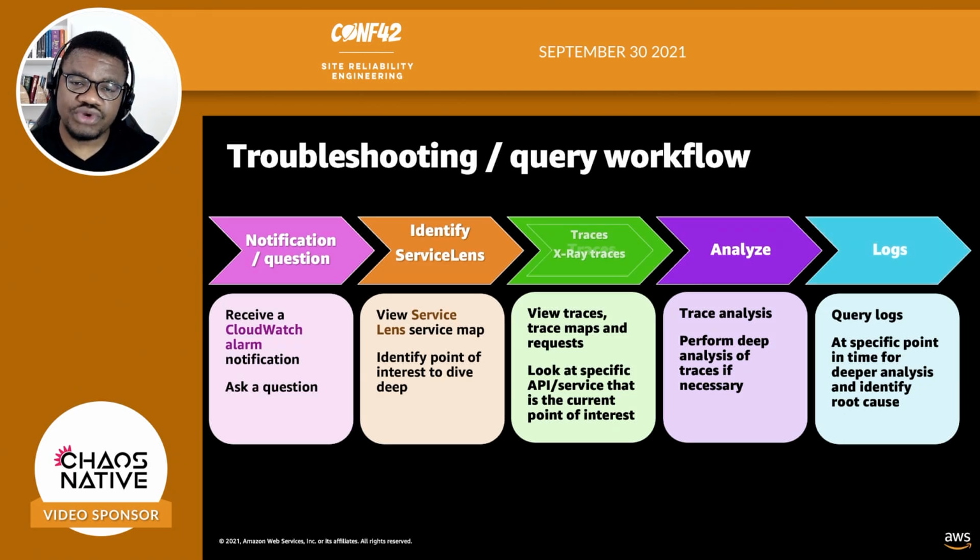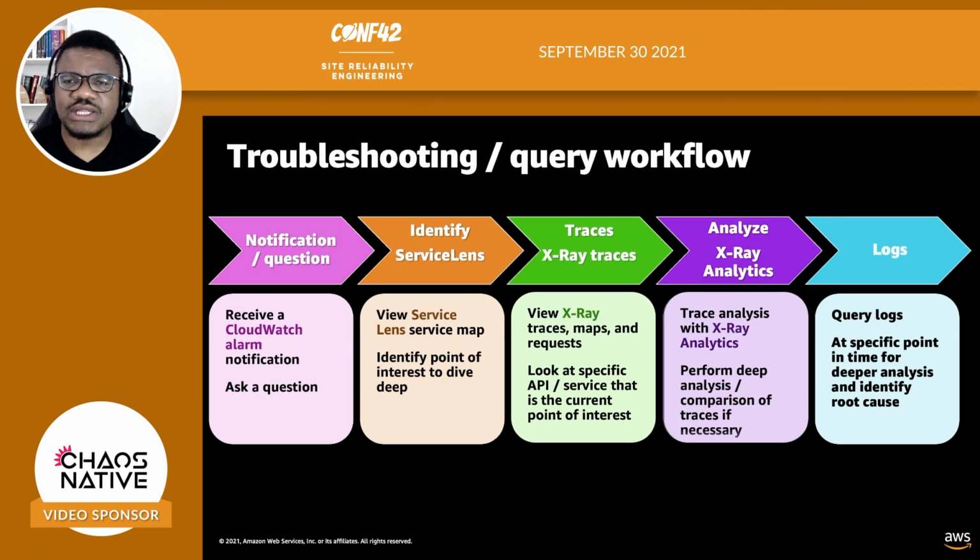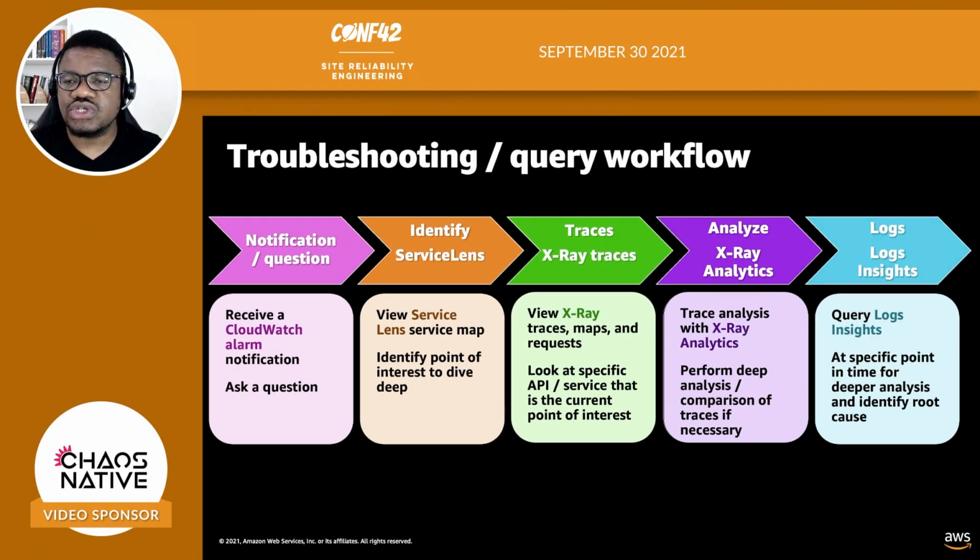And then when it comes to traces, you can use X-Ray to view traces, view maps, and see the requests as they go through various services within the platform. And then you can start your analysis, correlating some of the traces with the metrics using X-Ray analytics to dive a bit deeper into each of the traces. And if you need more information and more context for that particular trace, you can then use Logs Insights to query your CloudWatch logs to get more information about that particular incident.